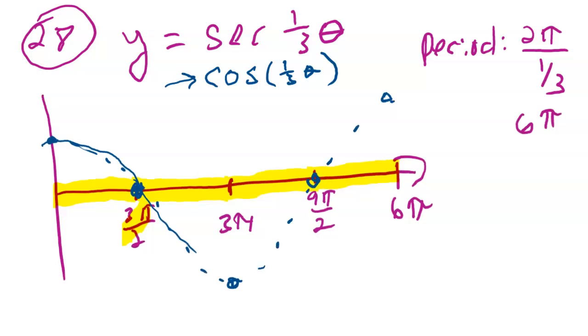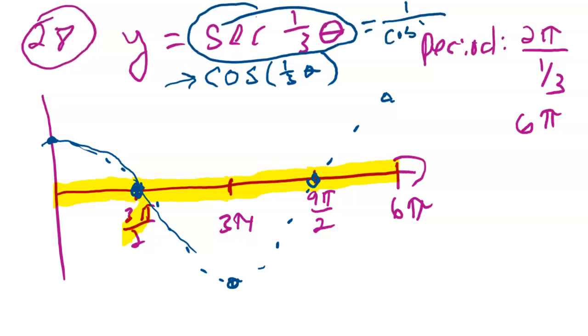To be honest, I don't even know if I need that graph. I feel like if I just had the points, I can graph it. And the reason why we're graphing this is that secant is really 1 over cosine of 1/3 theta. So wherever cosine is 0, we know we're going to get a vertical asymptote. So like here, and here. Sure, I'm just going to leave it like this.